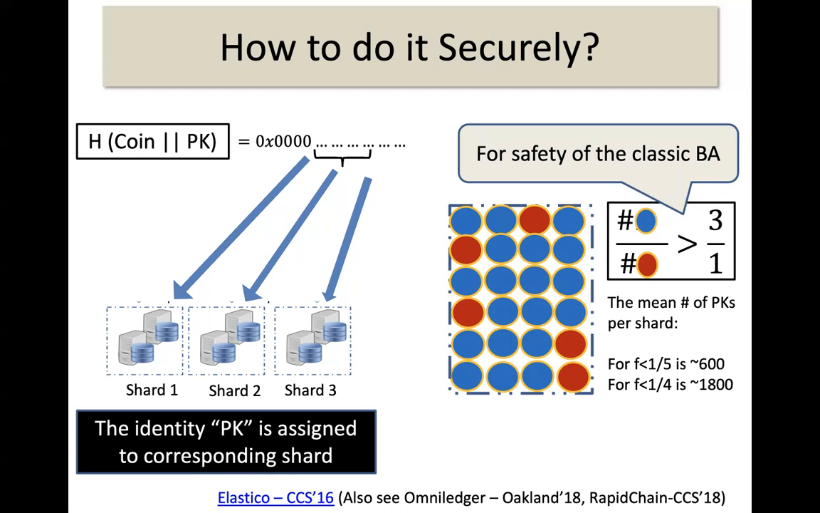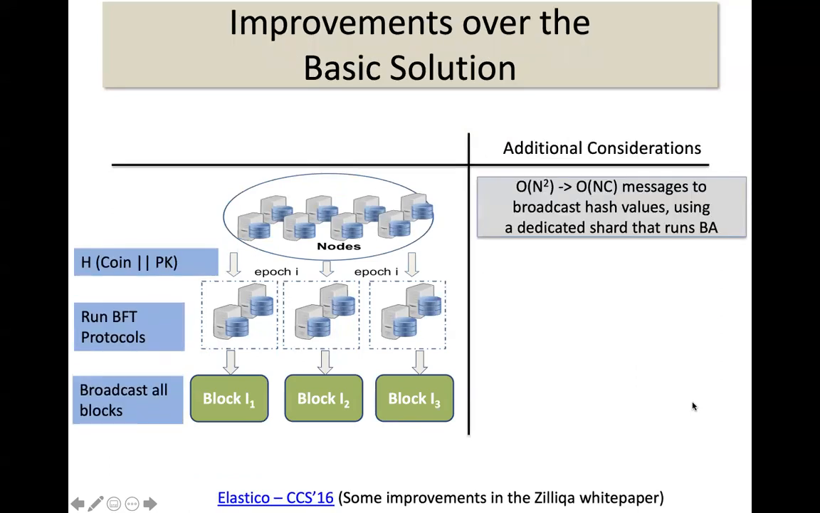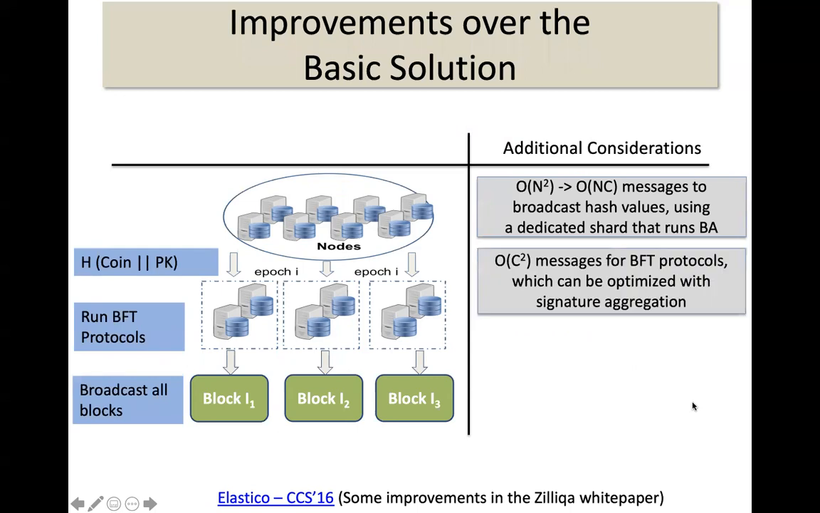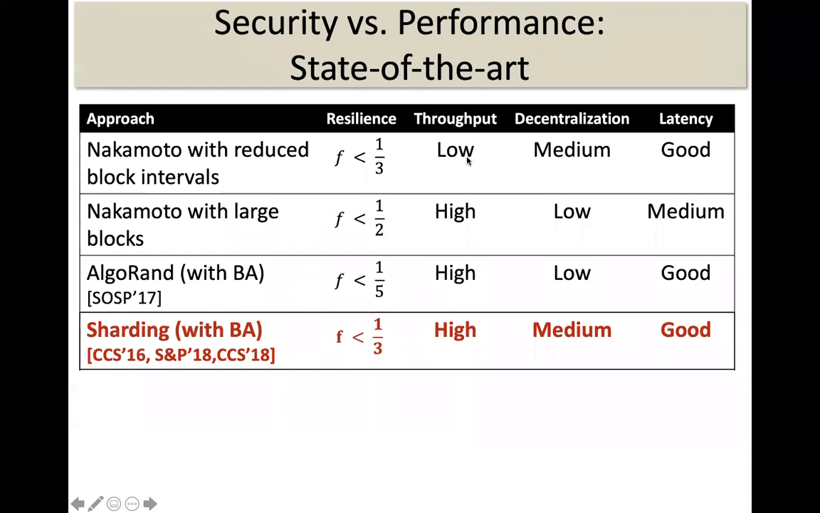I won't do the calculations for you, but basically if you want to tolerate 20% adversaries in the entire network, you should choose roughly 600 members per shard. If you're doing a fourth, it should be 1800, and so on. There are some more assumptions, and in the interest of time, I will not talk about them. The paper does engineer a bit more beyond this basic concept in order to make this scale. But here is what I want you to take a look at.